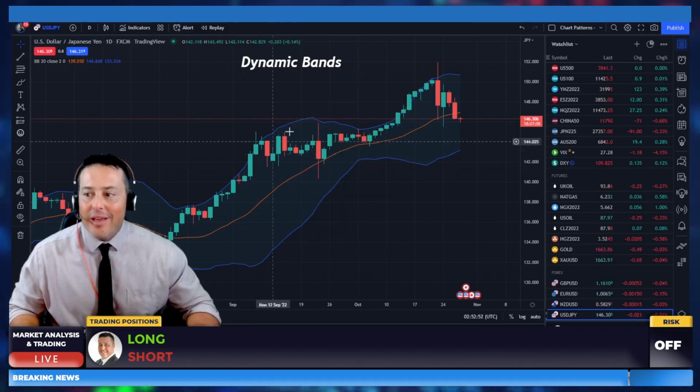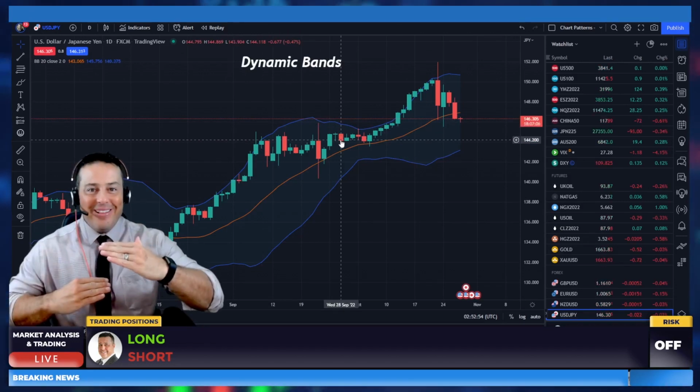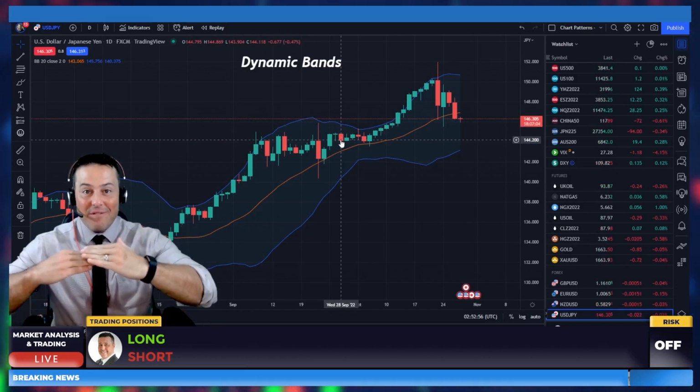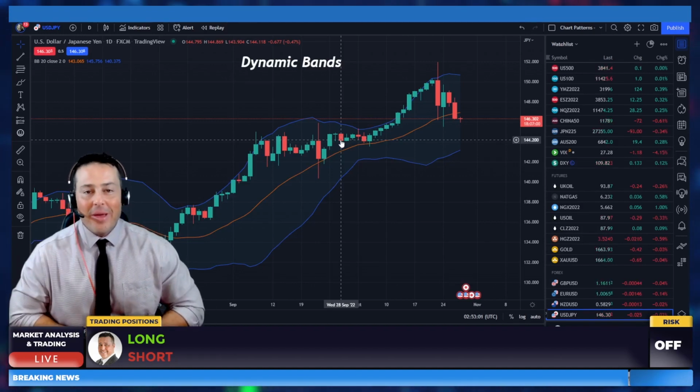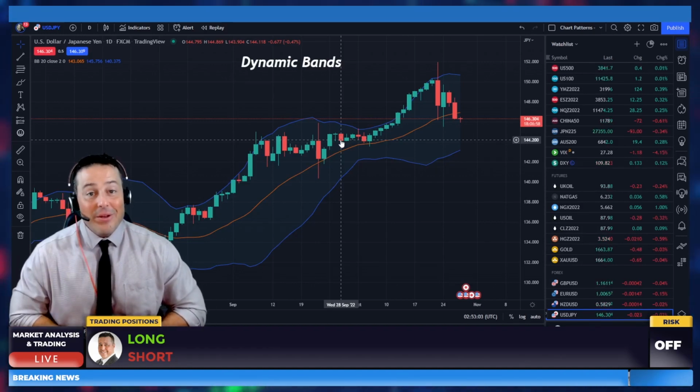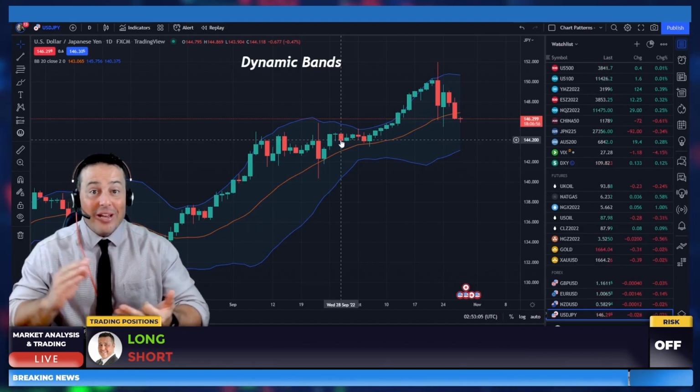And you'll see right here that these bands aren't parallel. They're not at a static percent. They ebb and flow with price, which means they tighten and widen. So that's my favorite type of band. Those are the three types of bands. You've got your static, you've got your channels, and you've got your dynamic.